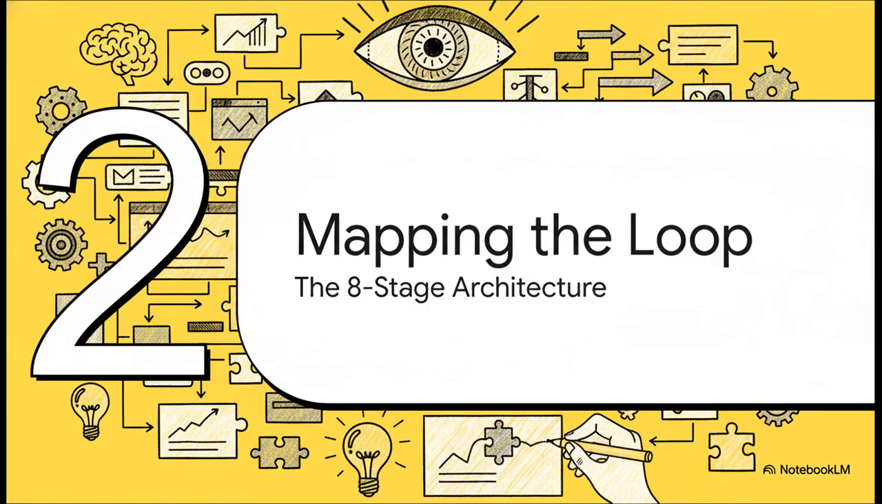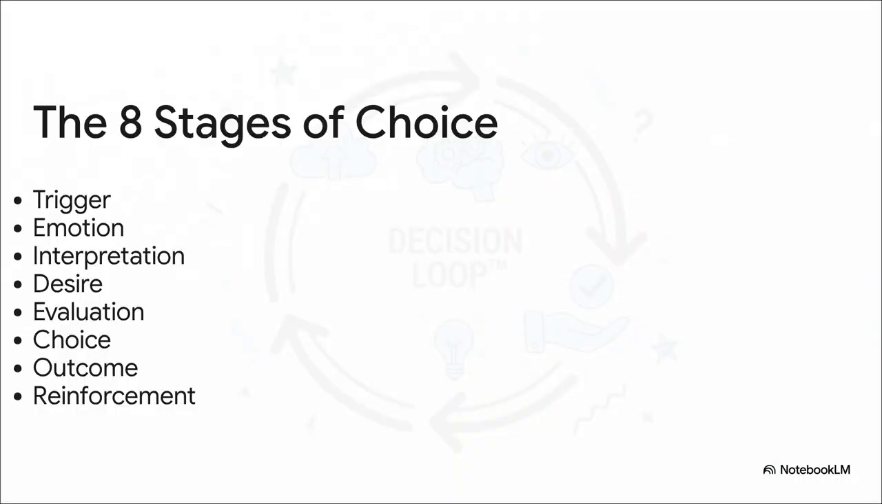Okay, section 2 is all about mapping your decision loop. So what does this map, this architecture, actually look like? Let's lay out the whole thing because just seeing it is the first real step to getting a handle on it. Okay, so here it is, the 8 stages of every decision.